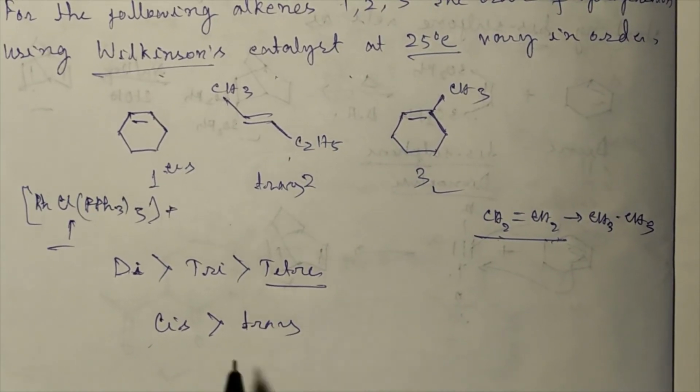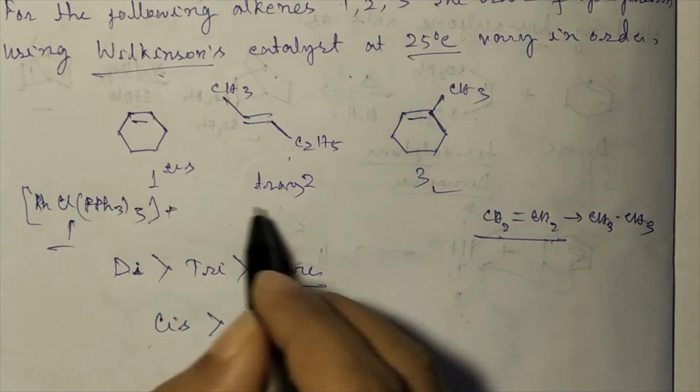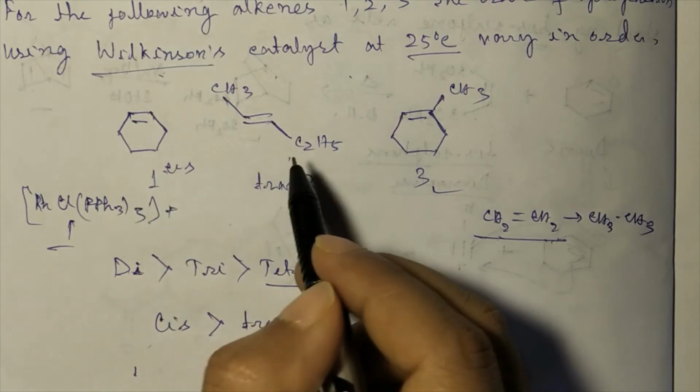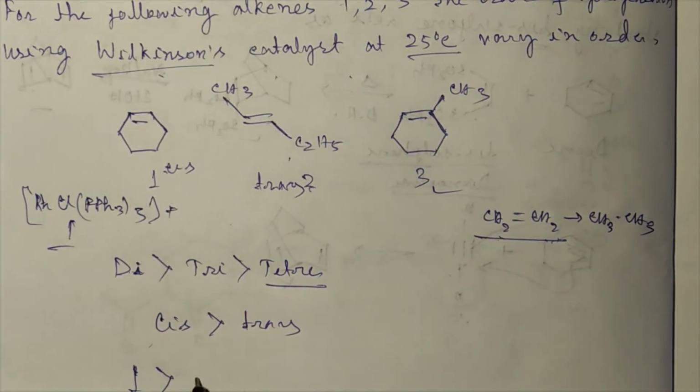So combining these two, we can tell that the rate of hydrogenation will be highest for 1, and then 2, then 3. So 1 greater than 2 greater than 3. This will be the answer.